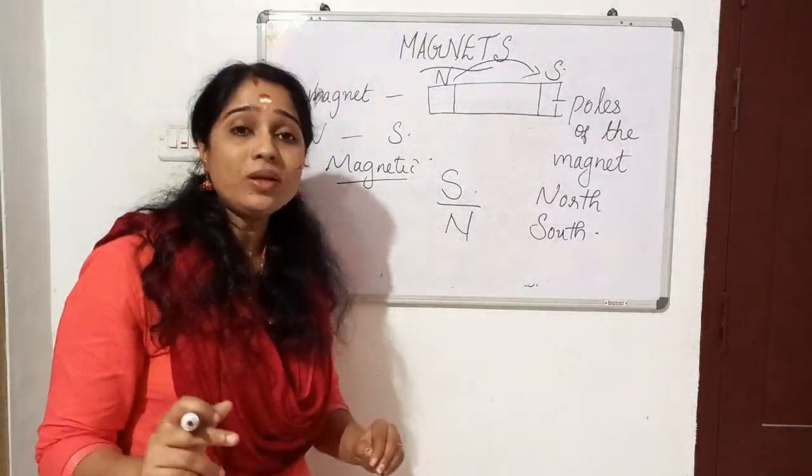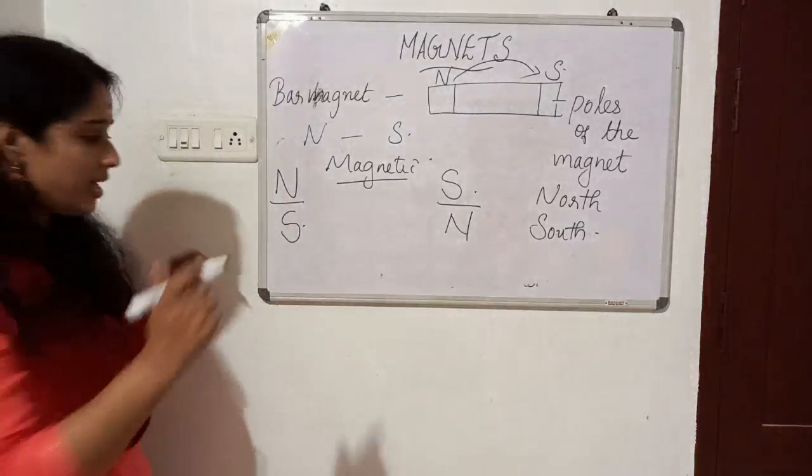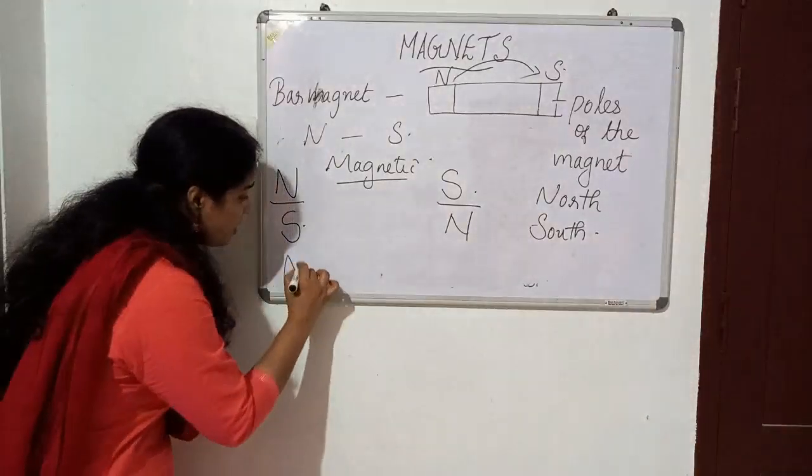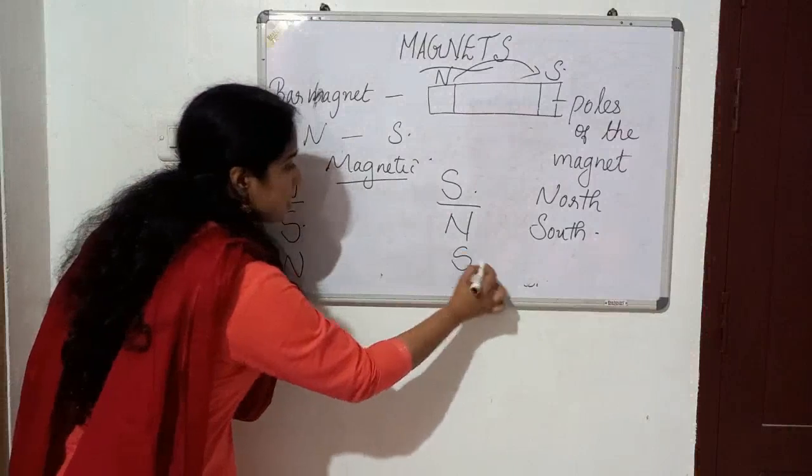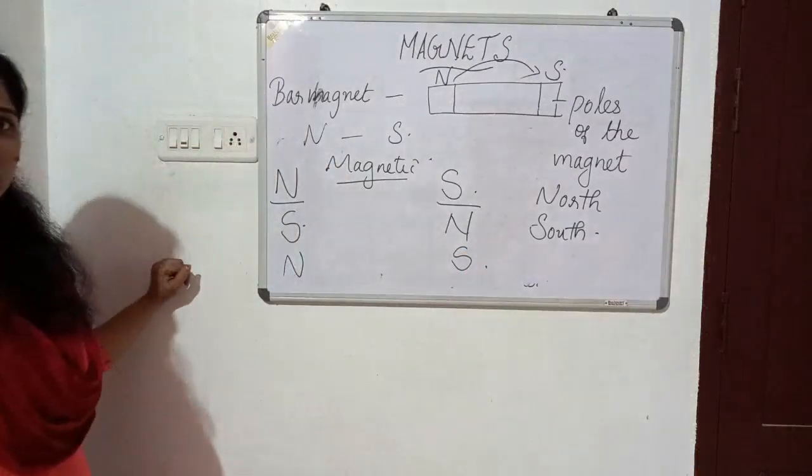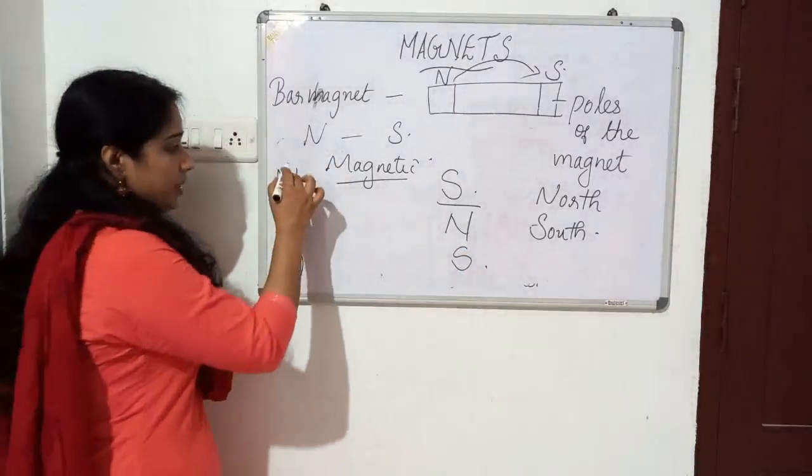So when we hold the bar magnet, they always suspend in which direction? North-south direction. So we can consider it like this.